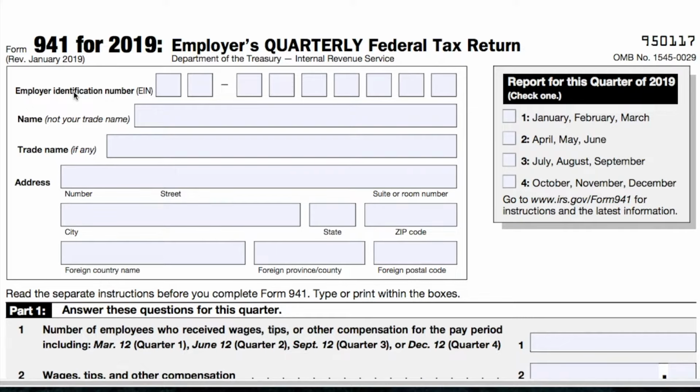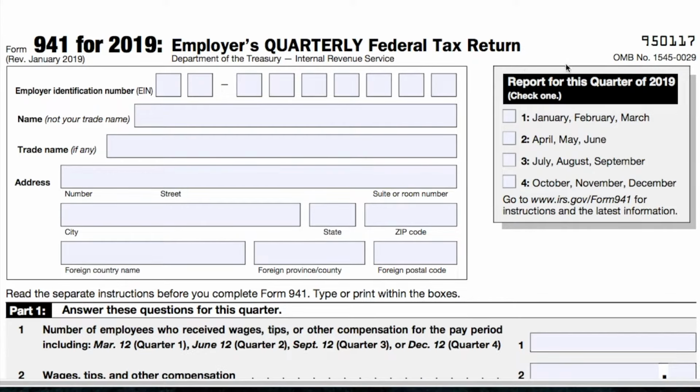In general, if you'll be paying wages of more than $4,000 per year, giving you a tax liability of more than $1,000 per year, then you'll need to submit Form 941 on a quarterly basis. Let's get started with the form.